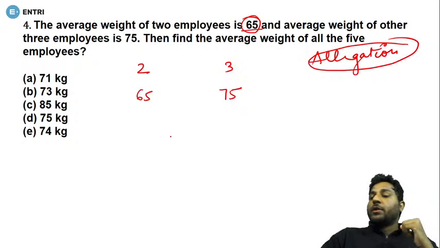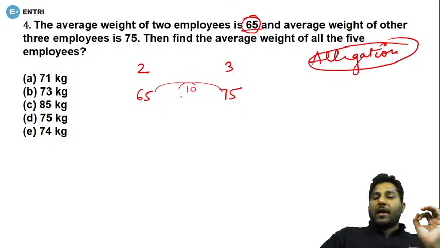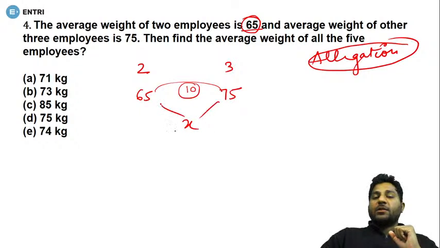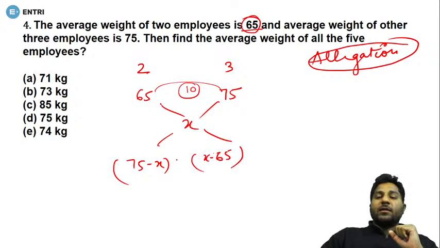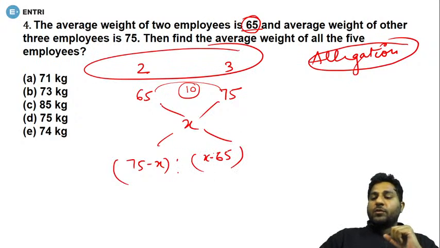How are we going to do that? We will take the difference between these two. Let me give you a shortcut method. With the longest method, you will take x and then you will do 75 minus x and x minus 65, and then you will make the ratio of 2 to 3.